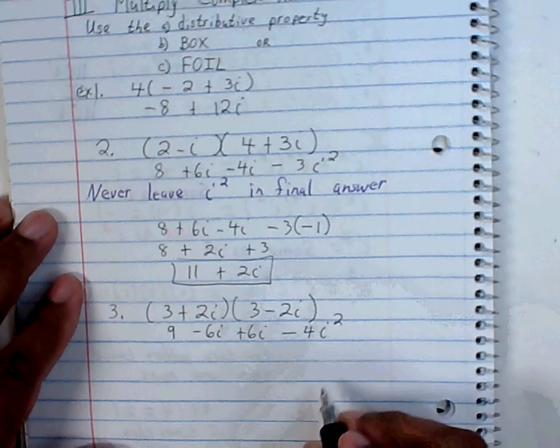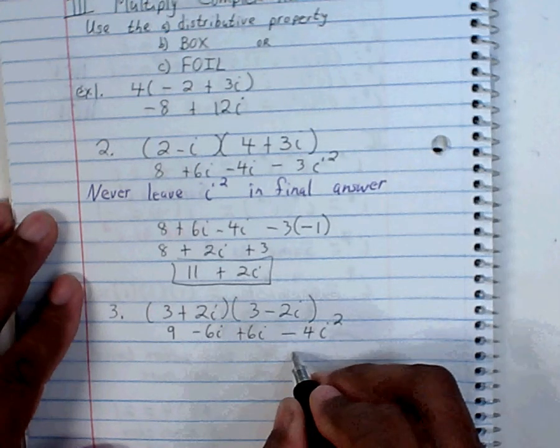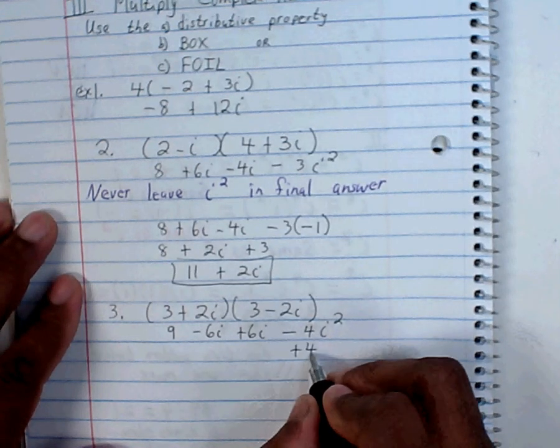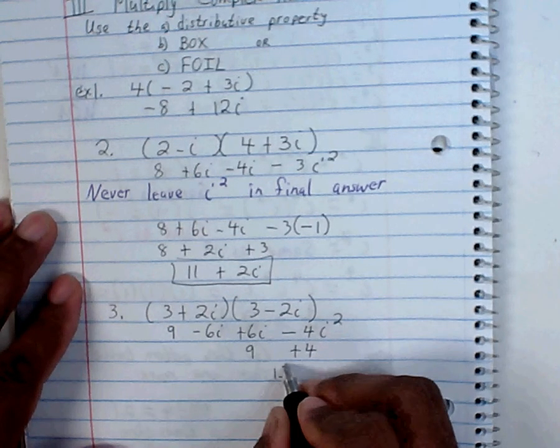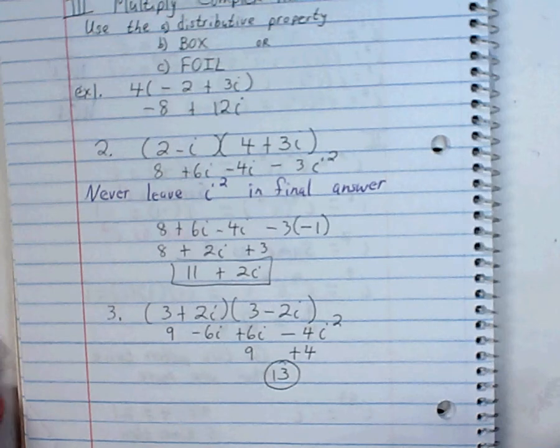4i squared. Once again, i squared is negative 1. So I'm looking at this actually being plus 4. Negative 6i plus 6i cancels out. So 9 plus 4. That gives me 13 for my final answer.